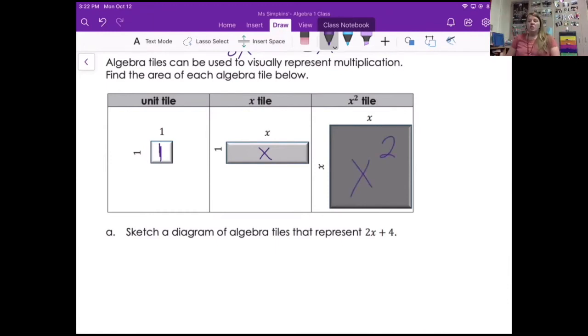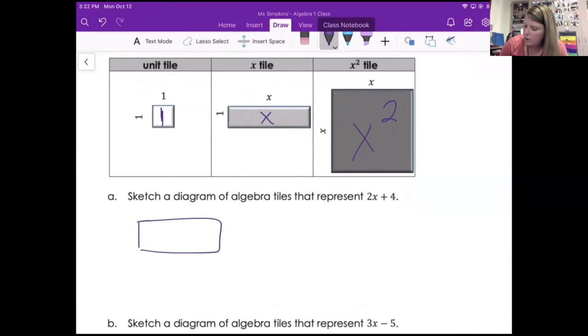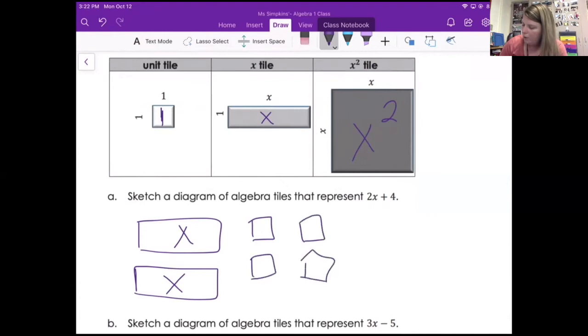Okay, so we want to sketch what 2x plus 4 would look like. So we have 2 of our X tiles, and then 1, 2, 3, 4. Oh, that's a pentagon, but that's okay. 4 of our 1 squares. So that picture-wise represents 2x plus 4.